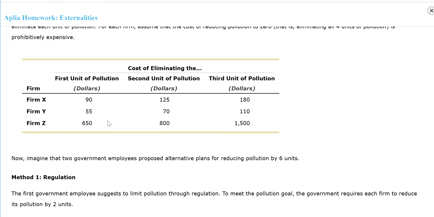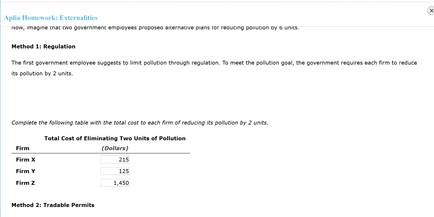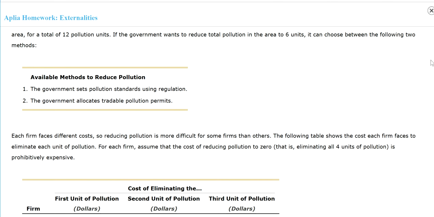So suppose over here that, let me think about this. So reduce 1 unit, 2 units, 3 units. All right. Okay, so let me make sure.